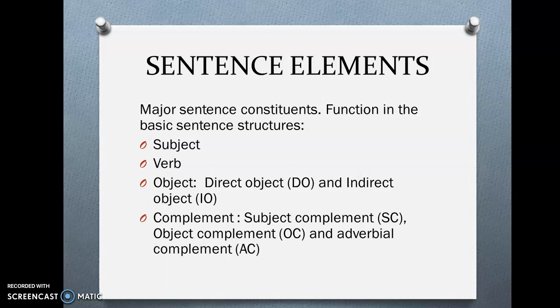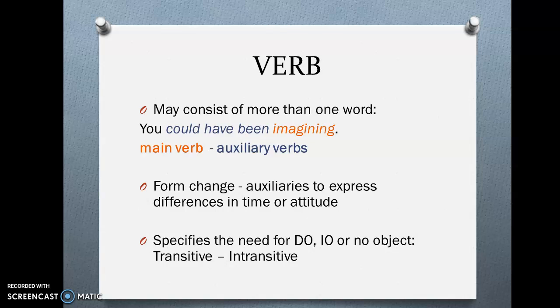So we have already dealt with the subject as a sentence element. But I want to go a little bit further on into verbs, objects, and complements as other sentence constituents. Let's talk about the verb. Well, the verb may consist of more than one word, and we have to identify the category of these words.